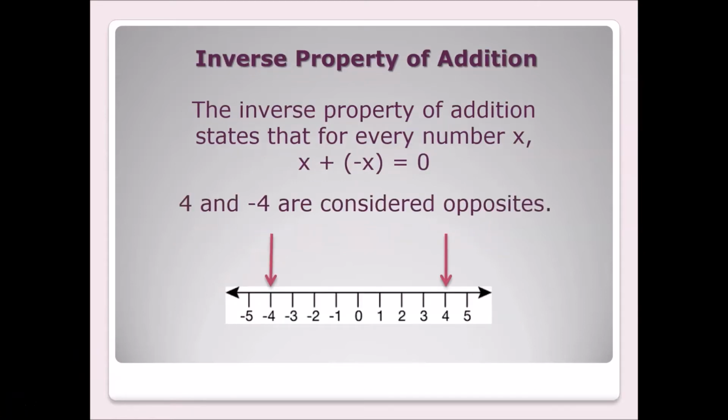Next, the inverse property of addition. The inverse property of addition states that for every number x, x + (-x) = 0. So here, the inverse is simply the opposite of the number. And when the two are added, we get nothing, 0. So here in our example, 4 and -4 are considered opposites. If we add them, 4 + (-4) is as well 0.